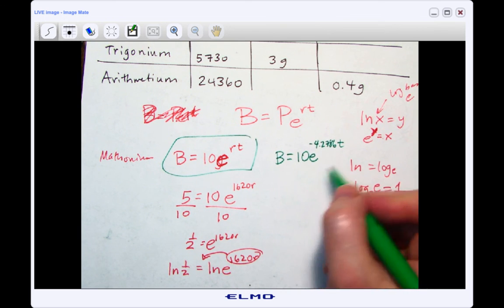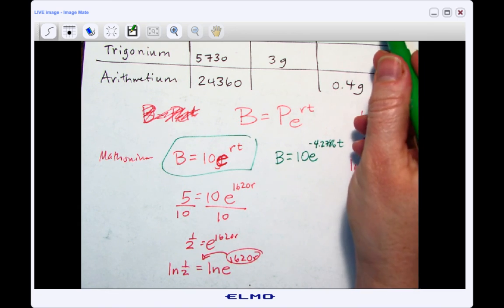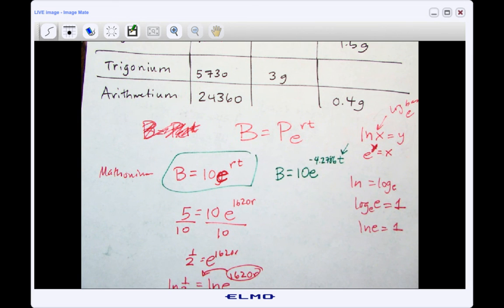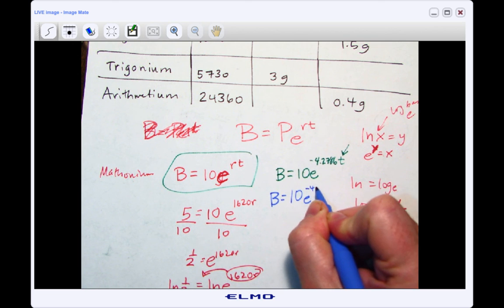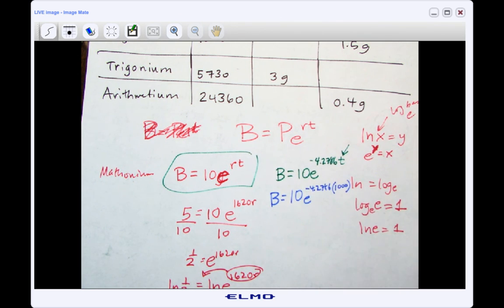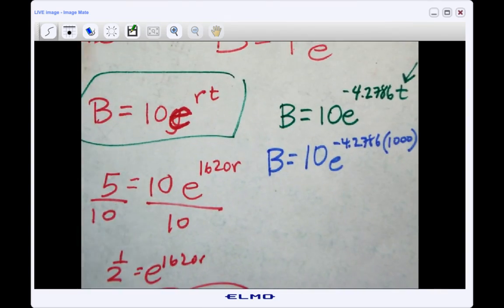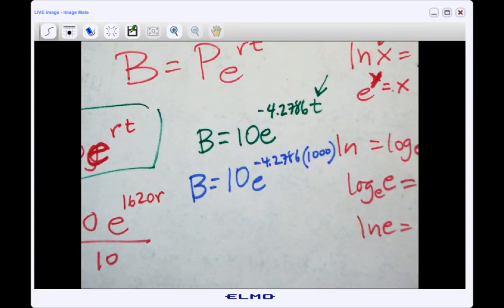So let's take a look at this guy. So how are we going to solve this one? After 1,000 years, all I have to do now is substitute in for the t. What am I going to put in for the t? I'm going to put in 1,000 years, of course, right? So we're going to have, my amount is going to be equal to 10 e to the negative 4.2786 times 1,000. Okay, so it's hard to see because I squeezed it in there, but there he is. Just because the question asked me after 1,000 years, that's why I put that in there.